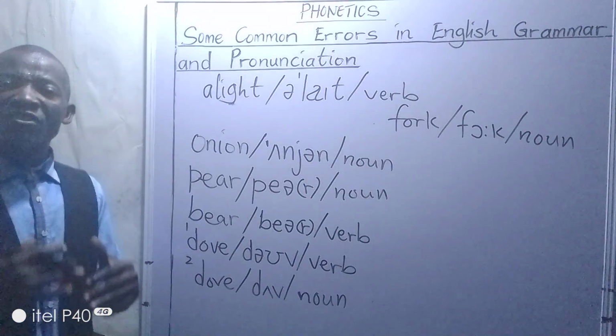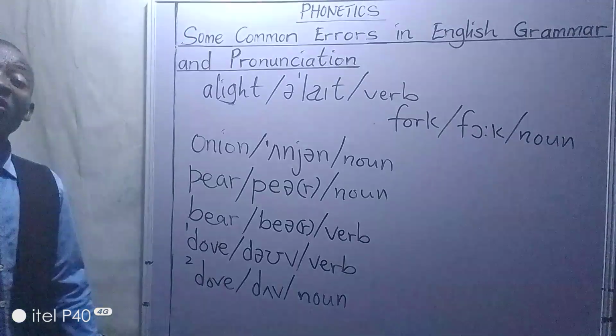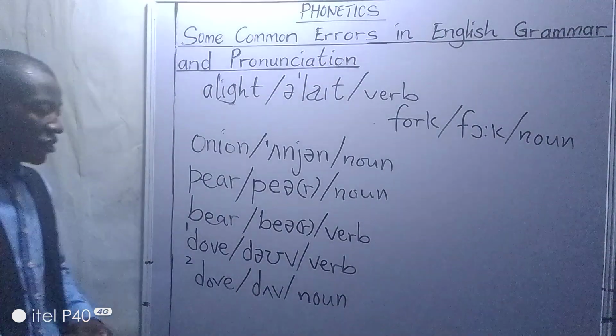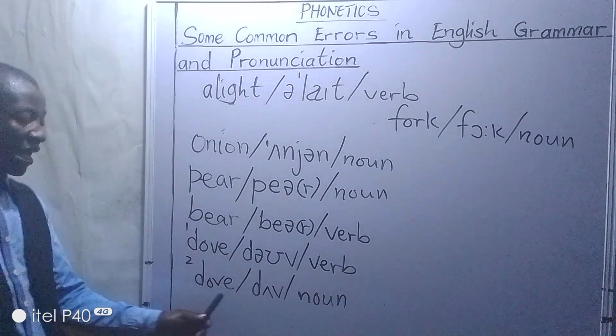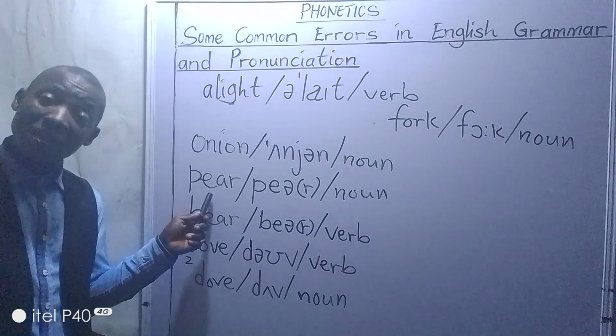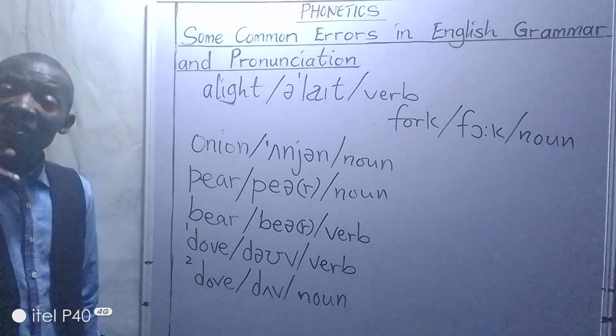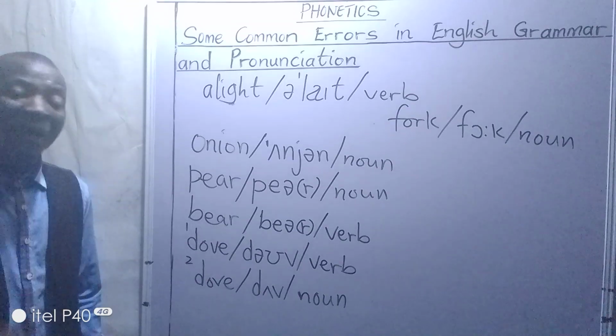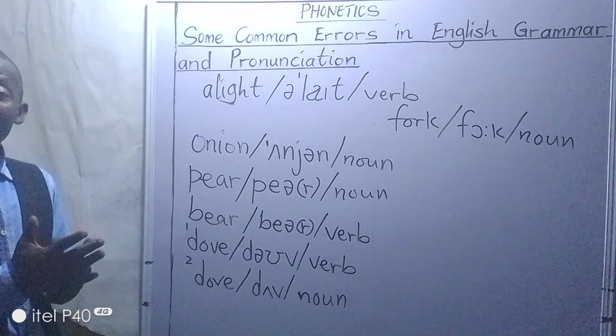3 French hens, 2 turtle doves, and a partridge in a pear tree. Not pear, pear. 3 French hens, 2 turtle doves, and a partridge in a pear tree.